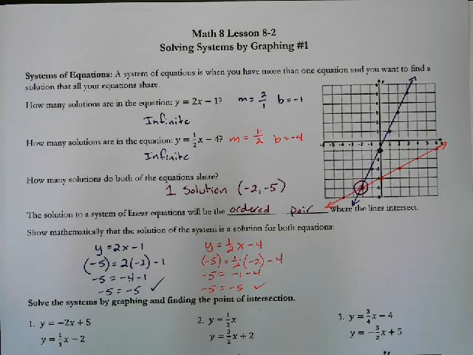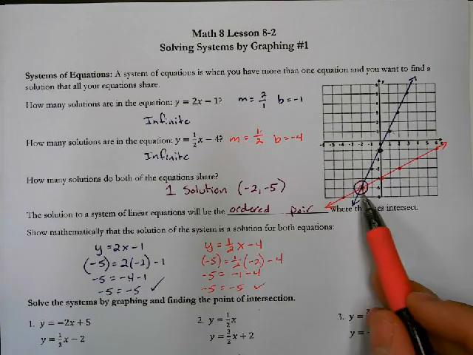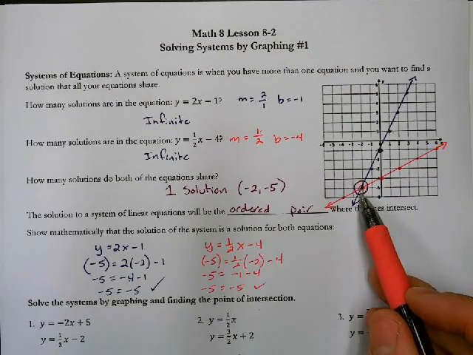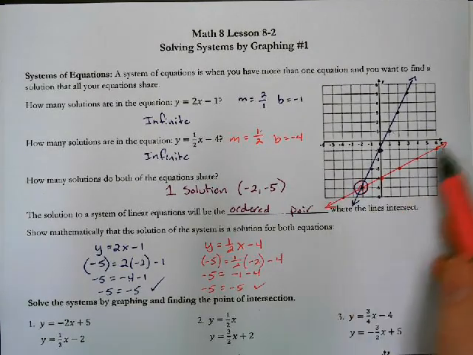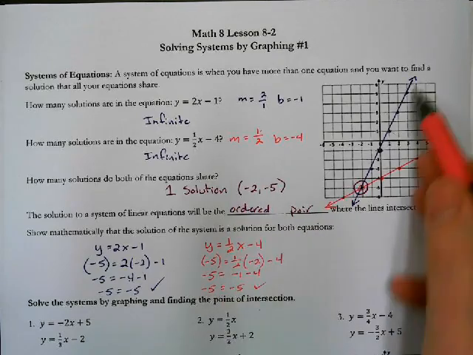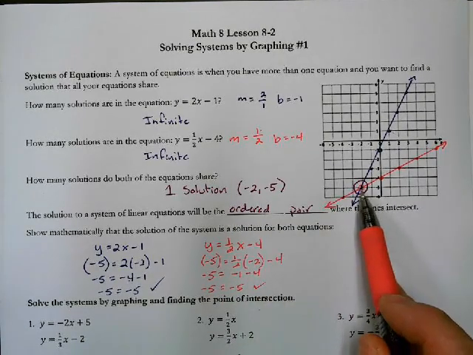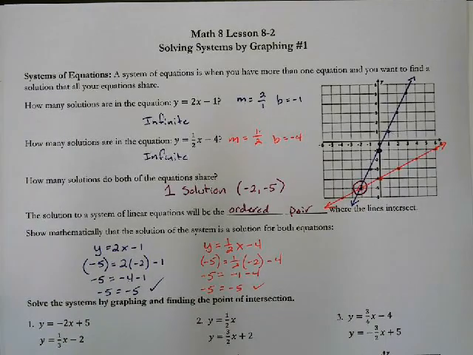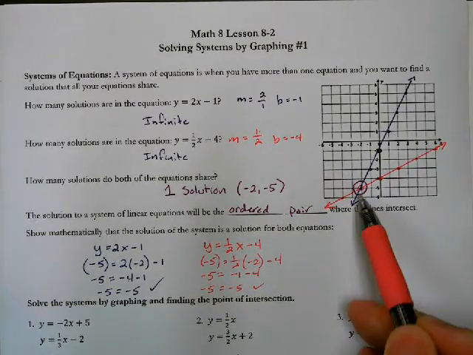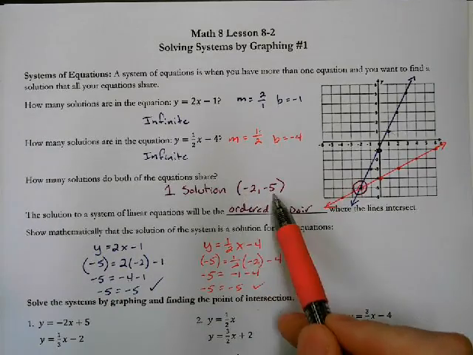Now, looking at the graph, that's the only point that works for both equations. All the pink line works for the second equation. All the blue line works for the first equation. There's only one point that works for both equations. And that's what a system is. We're looking for that one point that works for both of the equations. And we found it. It's right there. -2, -5 would be my solution.